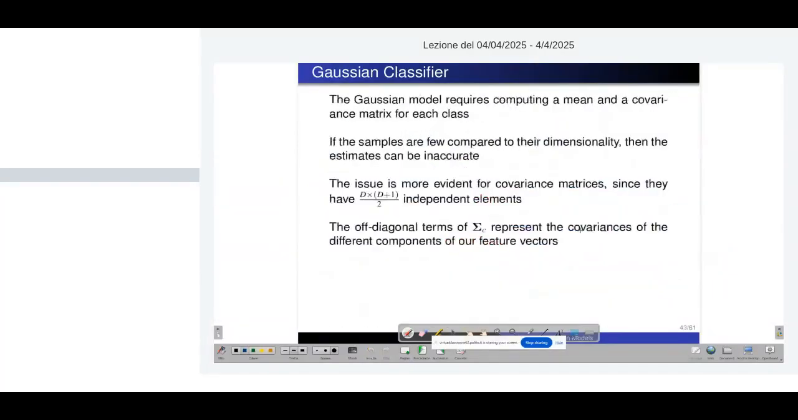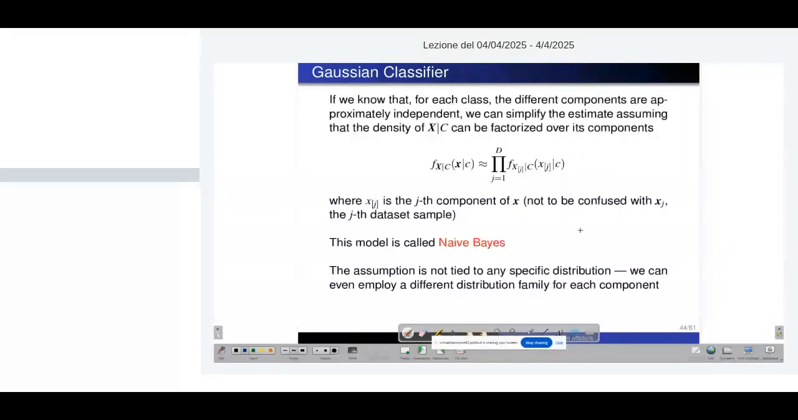Then we have extended the model. We have made two approximations of the model that we can use when it's difficult to estimate the full covariance matrix for each class. The first approximation is useful when we can imagine that the different components of the feature vectors are almost independent. If they are almost independent, I can assume independence, and then I can factorize my likelihood over the components. We've seen this is called the naive Bayes model.